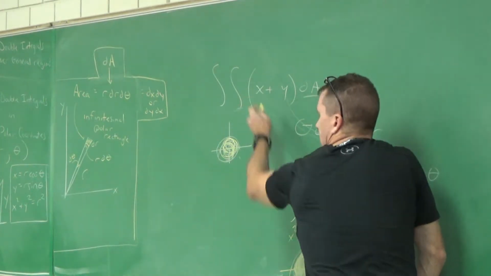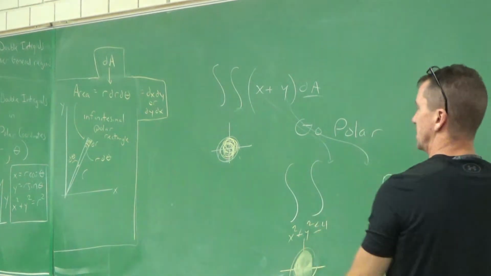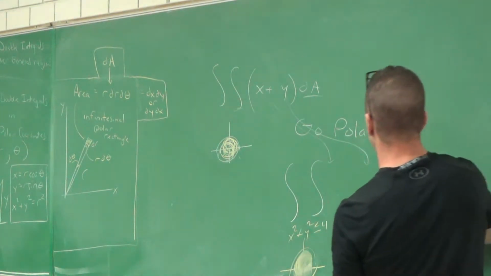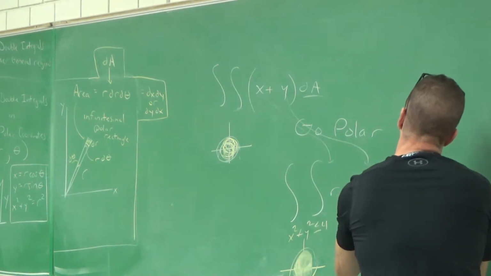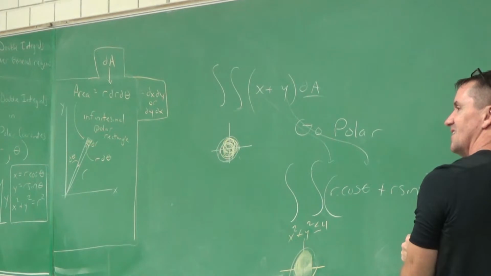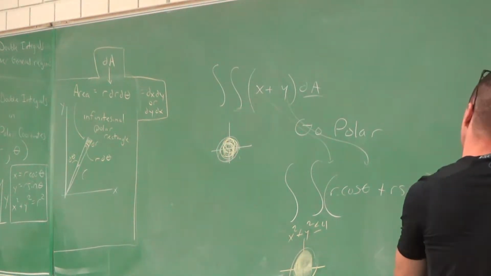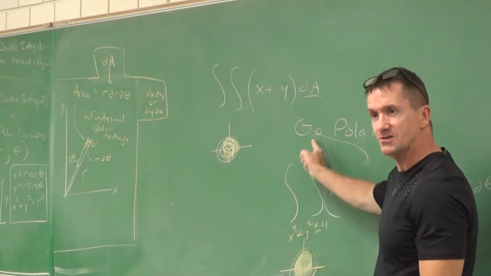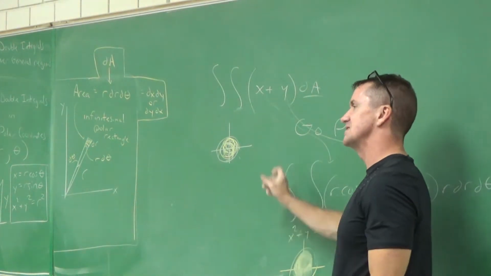What can I put in place of that x? r cosine theta. And what do I put in place of the y? r sine theta. So r cosine theta plus r sine theta. What else was sitting right here? The r dr d theta. So this is going to be your limits of integration for r. That's going to be easy. This is going to be theta. That's going to be easy.